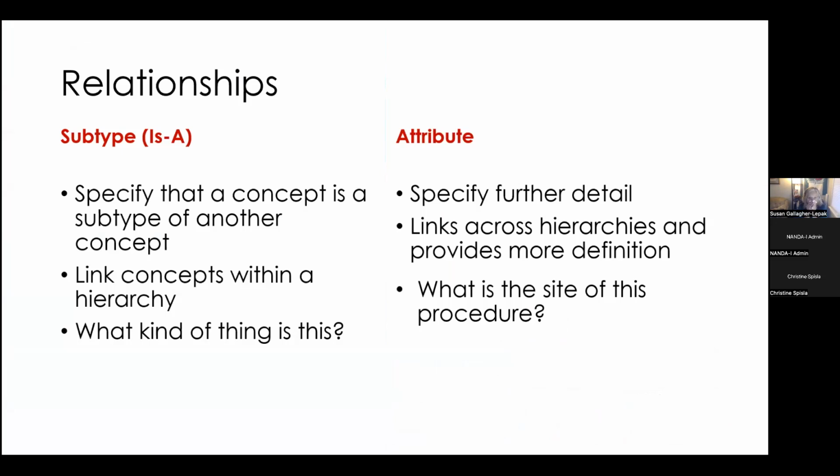So there are two different kinds of relationships within SNOMED. There is the subtype relationship. It's also called the ISA relationship. It's also called the parent-child relationship. And this is the one that specifies the subtypes of concepts. As you go down that hierarchy, the concept gets more specific, more defined, more granular. And as you go up the hierarchy, it gets broader and broader and broader.